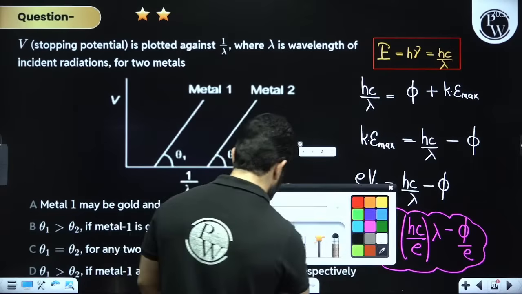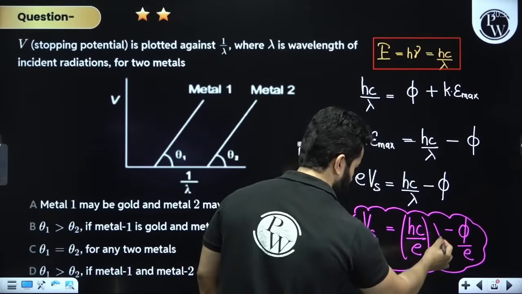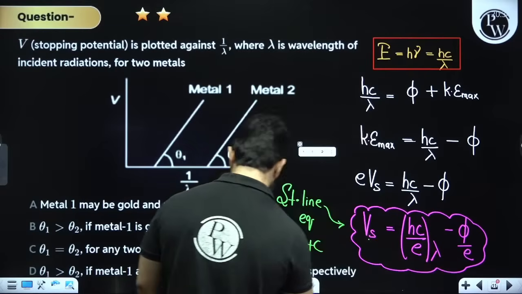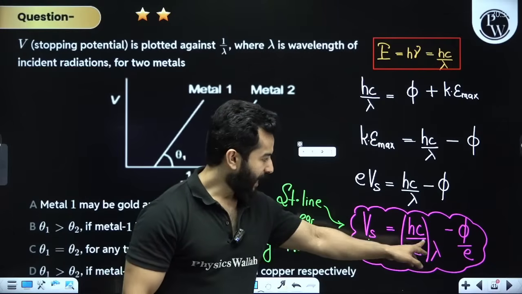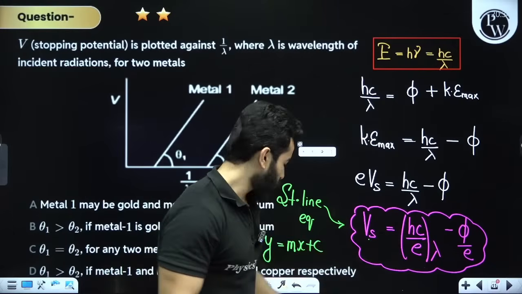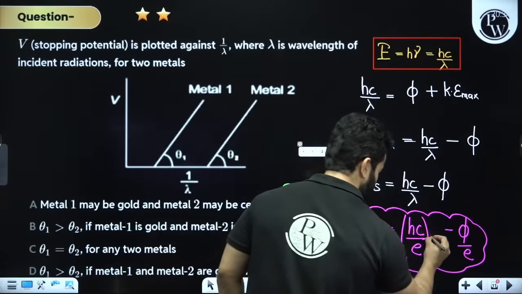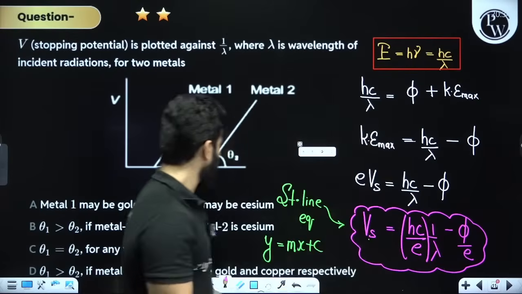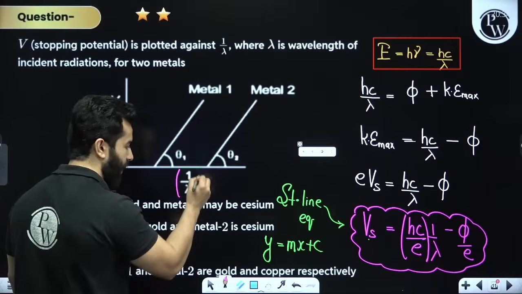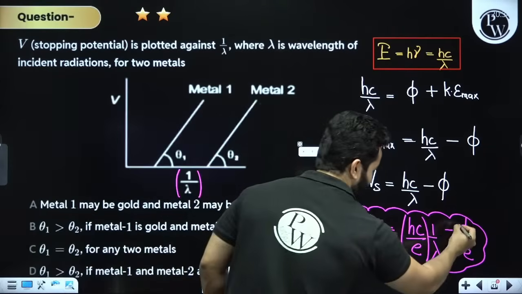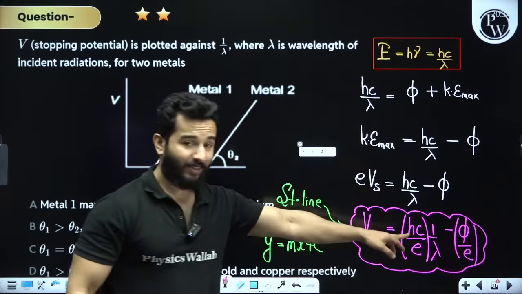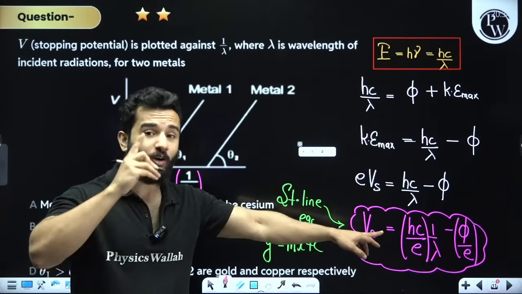I'm sorry doston, this is actually lambda in the denominator, of course. See, this is y, m, and x is 1 upon lambda. Please see, x is 1 upon lambda. As you can see, on the x axis you have 1 upon lambda, and then minus phi by e. That means that's your y intercept.